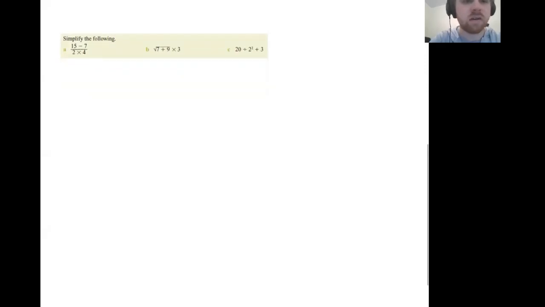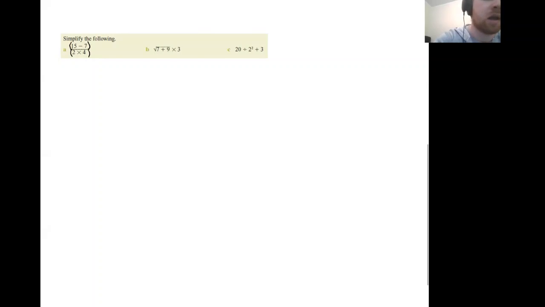Okay, simplify the following. 15 minus 7 divided by 2 minus 4. Now remember, when we have a big fraction like this, there are invisible brackets on the top and bottom. So we can write them in, or you don't have to, but we need to understand that we simplify what's on the top first, then simplify what's on the bottom before we can do the division, because there are hidden brackets when we use that fraction form.